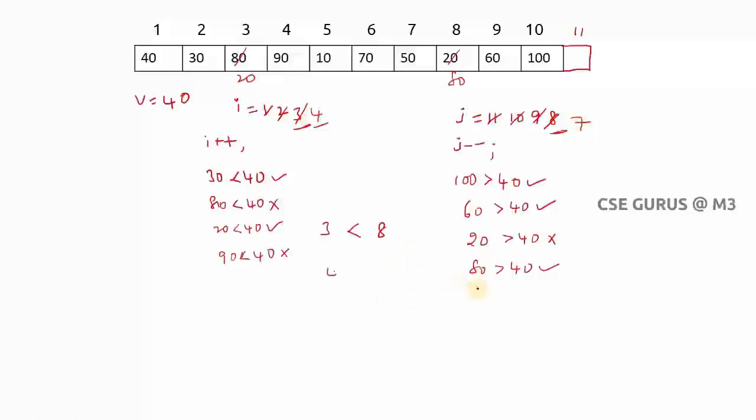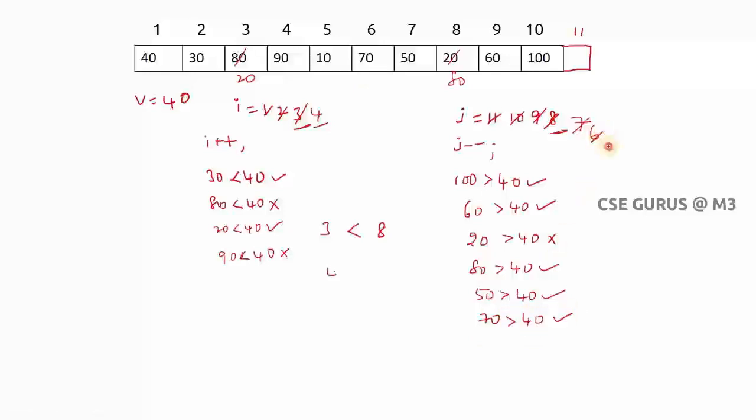What is there in 7? A of 7 is 50. 50 is greater than 40. See, all the time I am checking with the pivot element, that you need to check. Yes, true. So again I want to decrement the j value, that is 6. So 70, which is there in a of 6, you can see here. So 70 is greater than 40, yes, true.